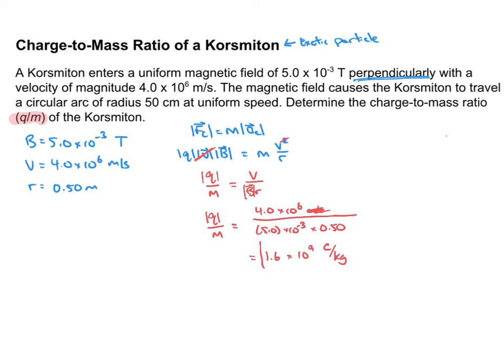Now, I don't know if this is a positively charged particle or a negatively charged particle. I only know the magnitude of the charge to mass ratio. If this was a negative charged particle, the answer would be negative. There's not enough information to know that. I could figure it out with the right-hand rule if they tell me the directions of these things, but they don't tell me the directions of these things. They just said they're perpendicular to each other. So there's no way to know, or not enough information.